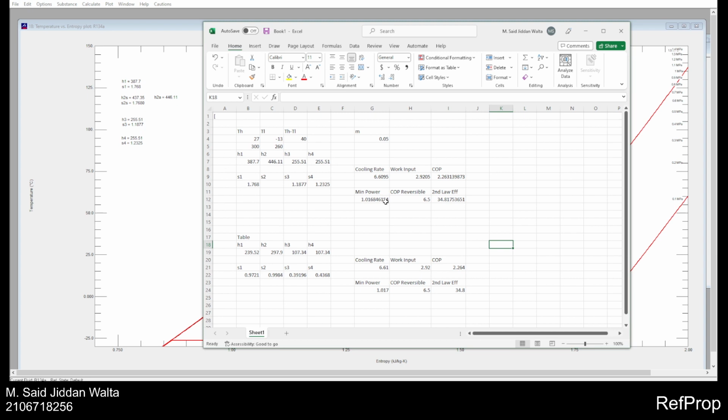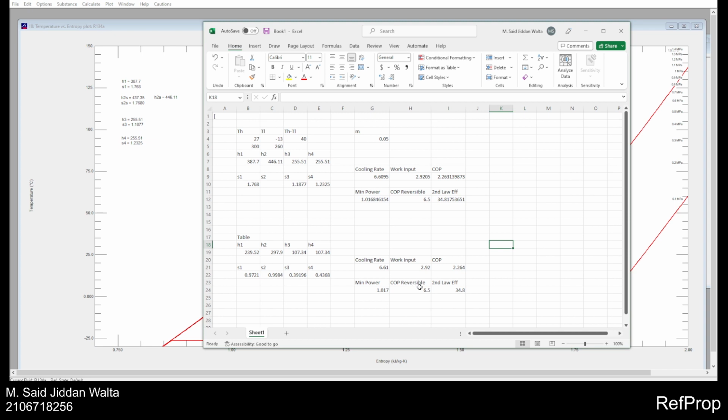However, despite these differences, the proportion of the difference between the enthalpies and the entropies of the values that we obtain from RefProp and the values that we obtain from the table is consistent. As a result, the values obtained by calculation from the enthalpies of RefProp and the enthalpies from the tables are relatively the same, where we find the cooling rate from RefProp is 6.609. The cooling rate from our calculation is basically the same as well. And it's the same for the work input, the COP, the minimum power, and the second law efficiency.